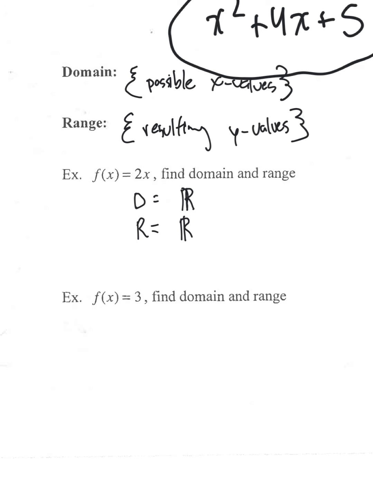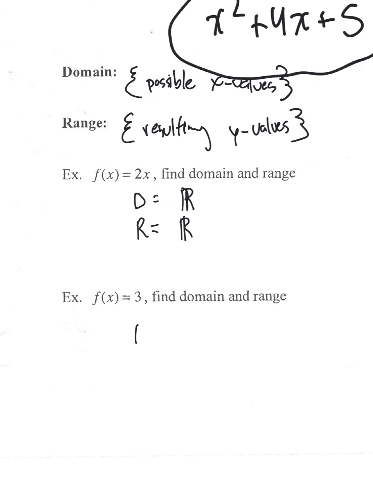Now, let's take a look at this example here, which might be a little bit more complicated. We have f of x is equal to 3. If you can imagine, this is kind of the same as saying y equals 3. A y equals 3 graph would really be a horizontal line that goes through the y-axis at 3. So if you think about it, the domain and range do actually have some limits here.